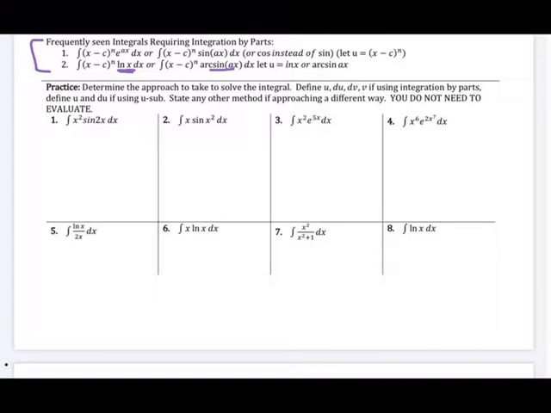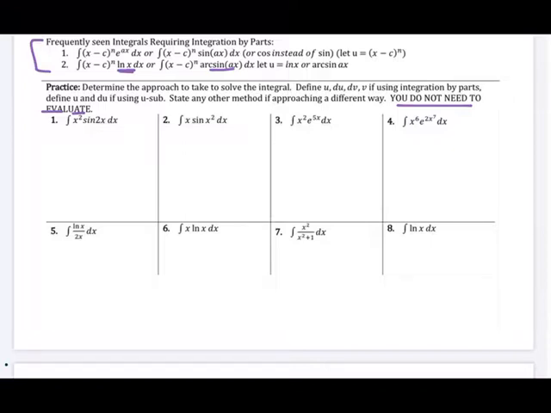So let's look at number 1. So remember, for all 8 of these problems, we are not actually integrating. We are not evaluating the integral, especially since we have not yet practiced one. Only one, I guess, we practiced where you fully integrated using integration by parts.